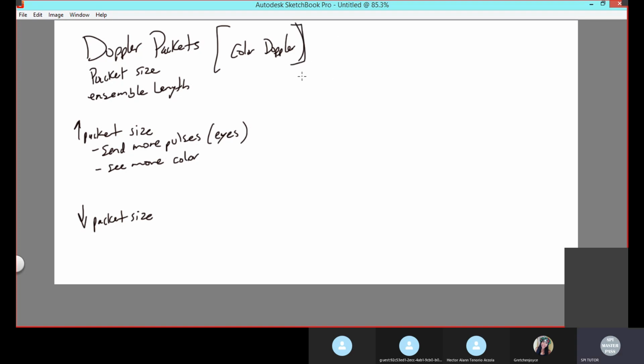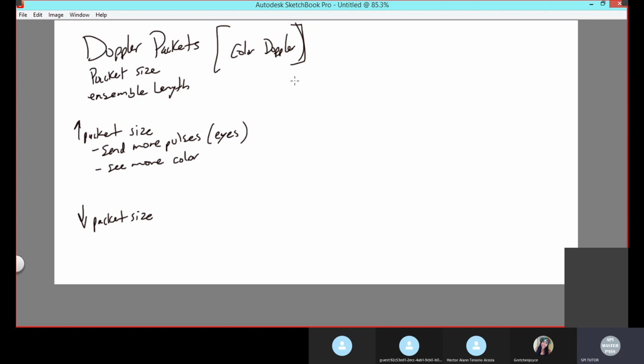So I'm going to see more color. Now, in terms of seeing more color, seeing less color, the one who always gets the short end of the stick is slow flow. Okay? Slow flow is the one that is always on the chopping block. Fast flow will always be there. Doesn't matter what you do, fast flow will always be there.